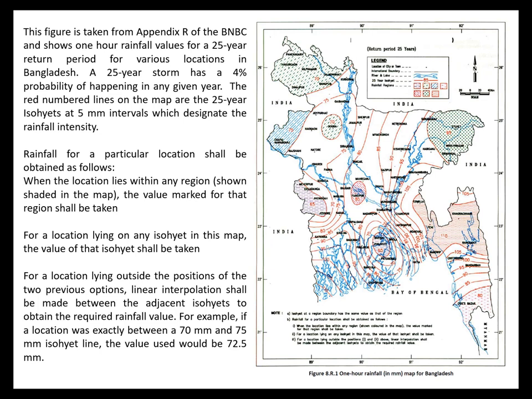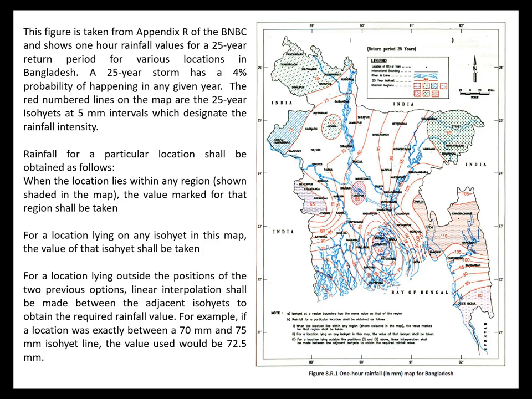This figure is taken from Appendix R of the BNBC and shows 1-hour rainfall values for a 25-year return period for various locations in Bangladesh. A 25-year storm has a 4% probability of happening in any given year. The red numbered lines on the map are the 25-year isohyets at 5 millimeter intervals, which designate the rainfall intensity.